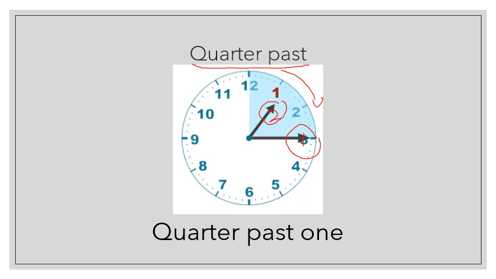Let's say, katakanlah, short hand ini pointed to number 10. Okay, so how are we going to tell the time? Kalaulah jarum pendek ini menunjukkan kepada nombor 10, so we're going to say it as quarter past 10. Okay, alright. Okay, we move.